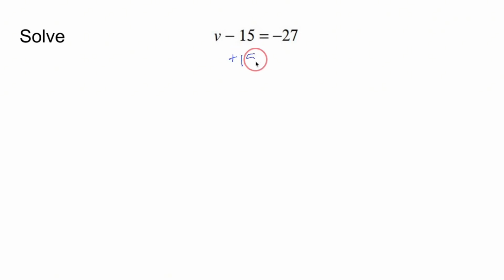But if you do it to one side, you have to do it to the other. So minus 15 and plus 15 literally cancel each other out. Drop down the v, drop down the equals, and negative 27 plus 15 is negative 12. Now that v is alone all by itself, we're done and we have our answer.